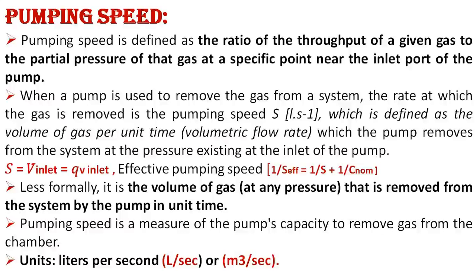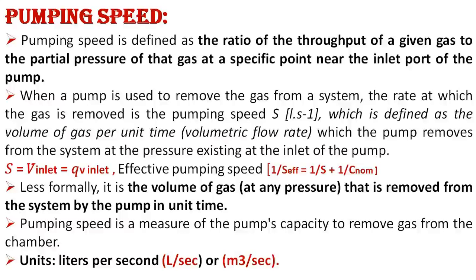When a pump is used to remove gas from a system, the rate at which the gas is removed is the pumping speed S, in liters per second or meter cube per second, which is defined as the volume of gas per unit time, the volumetric flow rate, that the pump removes from the system at the pressure existing at the inlet of the pump. So S is equal to Q upon P inlet.